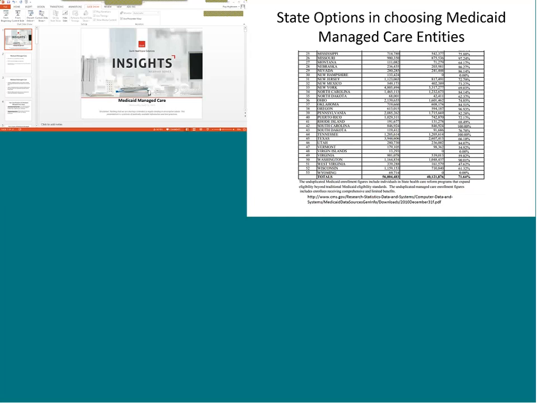And then here's a concluding list of all of the states that are involved in managed care within the Medicaid population. It really gives you a sense of the degree to which Medicaid managed care plans exist across the Medicaid population. Well over half and close to three quarters of all Medicaid enrollees have a Medicaid managed care plan associated.